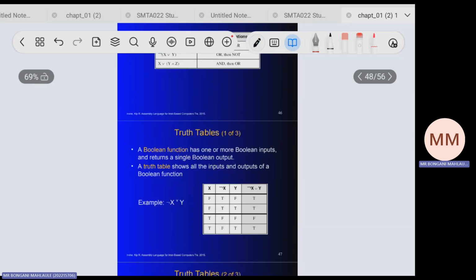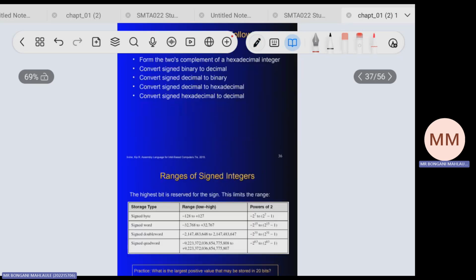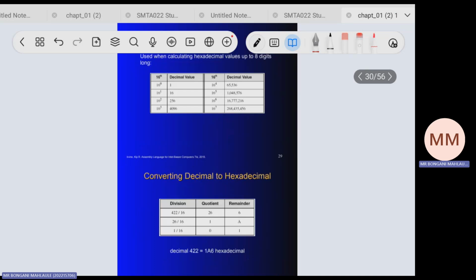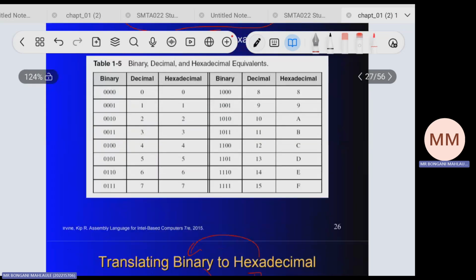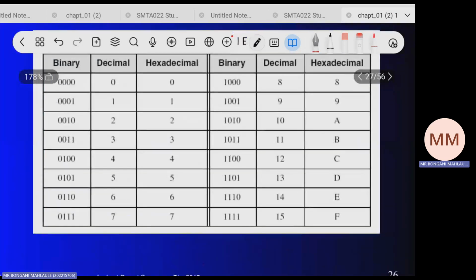So on this recording, we'll be doing chapter 1. I will be showing you guys how to do the conversions. The first thing that you guys have to know is how to sketch this table: the binary and the decimal numbers from 0 to 15. You must know how to write from 0 to 15, so that now when you convert, you don't have to struggle.